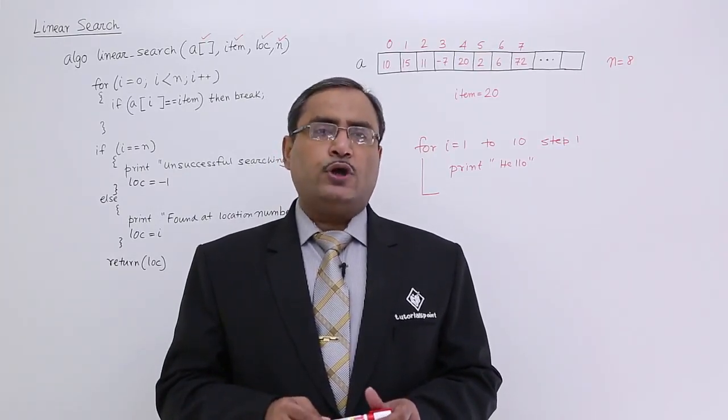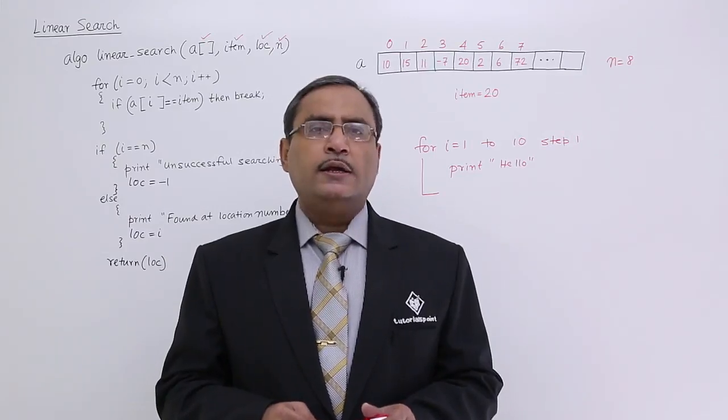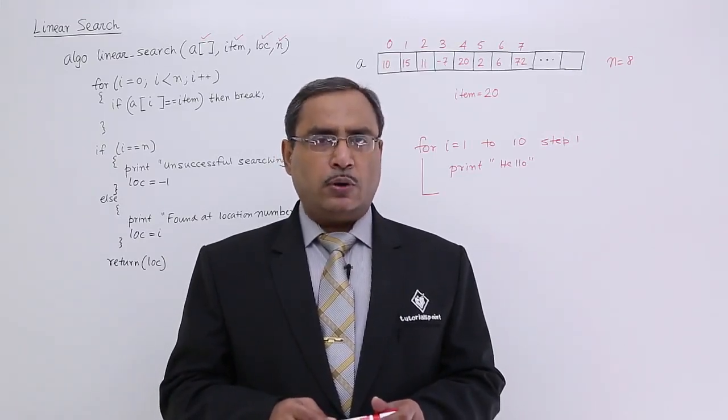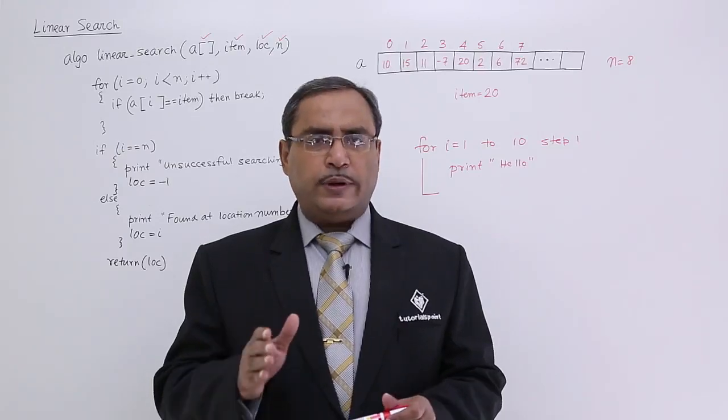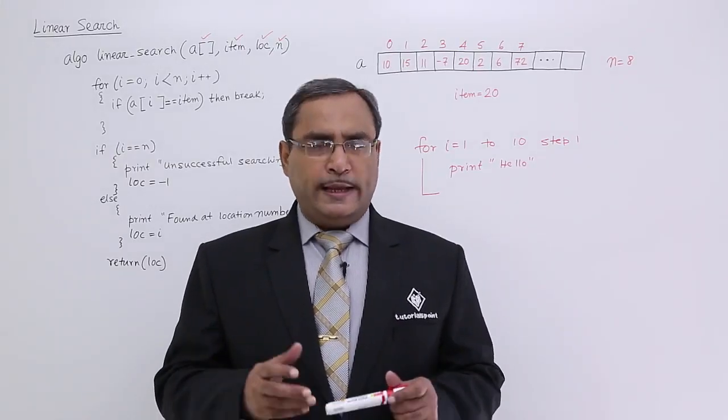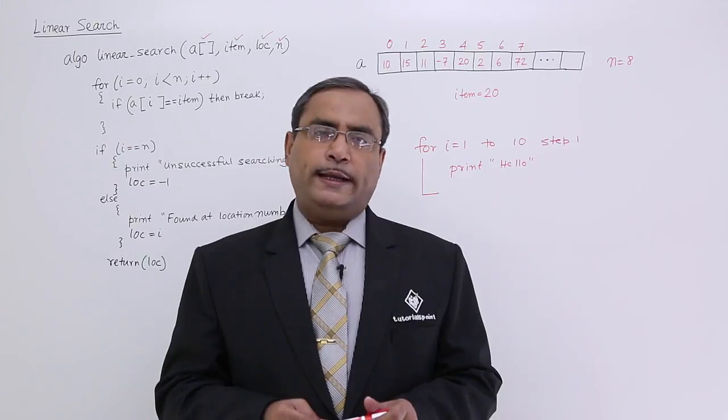Why minus 1? Because minus 1 is not a valid subscript or location number, because the location numbers are ranging in between 0 to n minus 1. In this way, this linear search operation will take place.